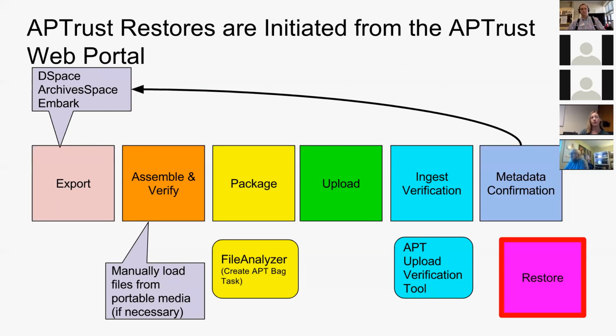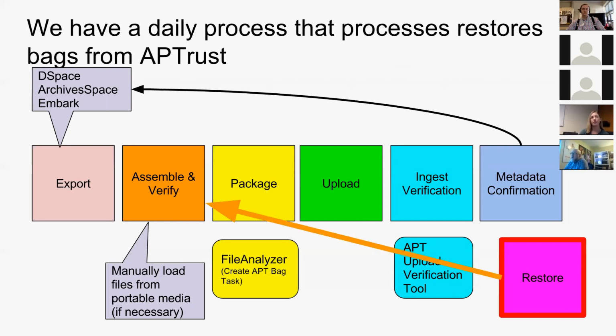We also have a schedule once a day that we look for any restores that have been queued up through the APTrust web portal. And we go ahead and retrieve those files. We load those to the same assembly folder that the digital services team uses when preparing stuff for ingest.